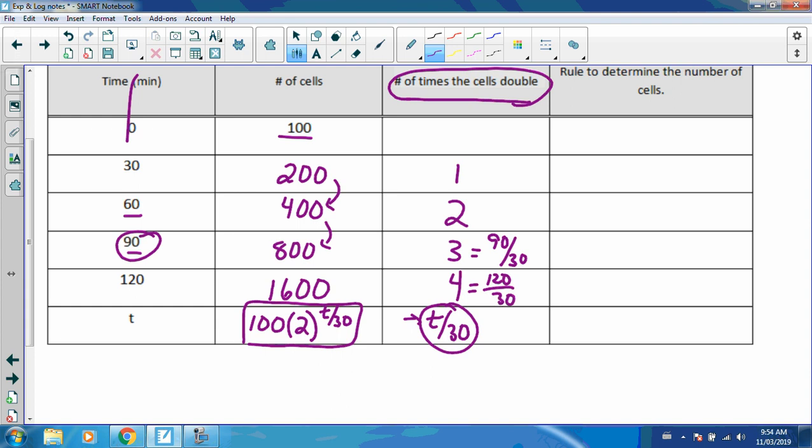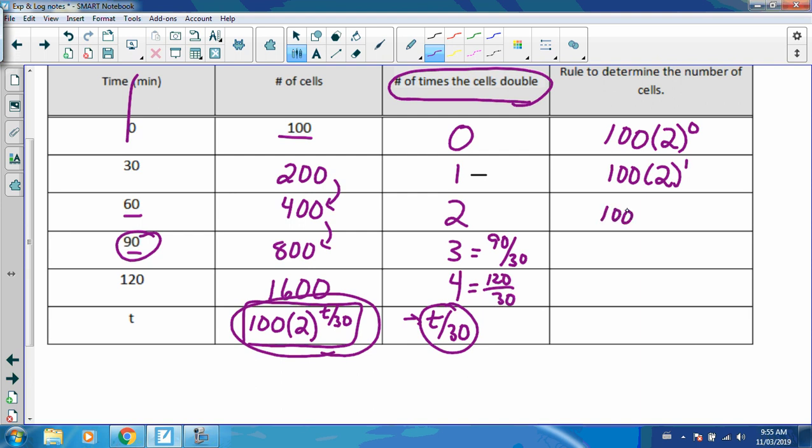So, and if you don't completely get where I got this from, so I had 100, and I times it by 2 to the power 0 when I had 0 doubling times, and then 100 times 2 to the power 1 because I had 1 doubling time. 100 times 2 squared. Well, 2 squared is 4 times 100 is 400, and that's what I have in this same row. So this is our exponential equation that models this bacterial culture's growth over time. So just time over 30.